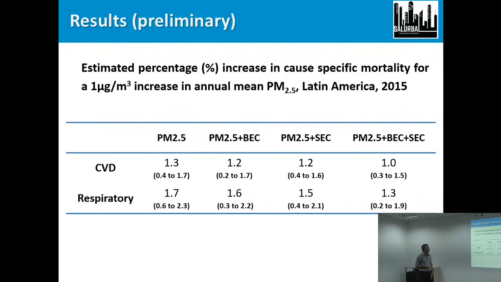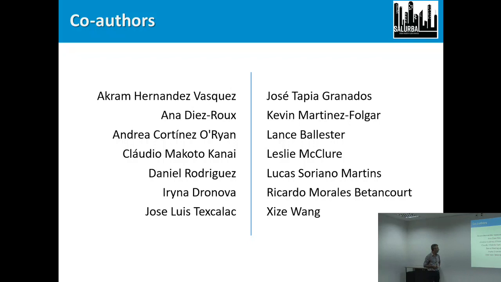And in terms of health effects, this is for cardiovascular disease and respiratory diseases. Again, the null model, and then the model with the full set of control variables. You can see there is not much variation with the adjustments. We have a 1.3% increase in cause-specific mortality for a 1 microgram increase in the annual mean of PM2.5. This is basically what we can see in these Latin American cities. And just to acknowledge some people that have been working with me on this. I'm hoping for doubts, questions.